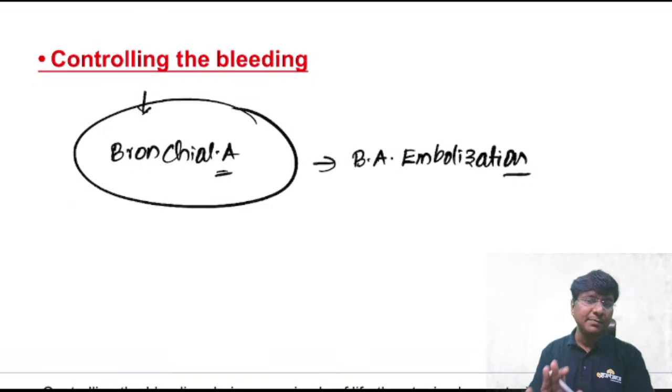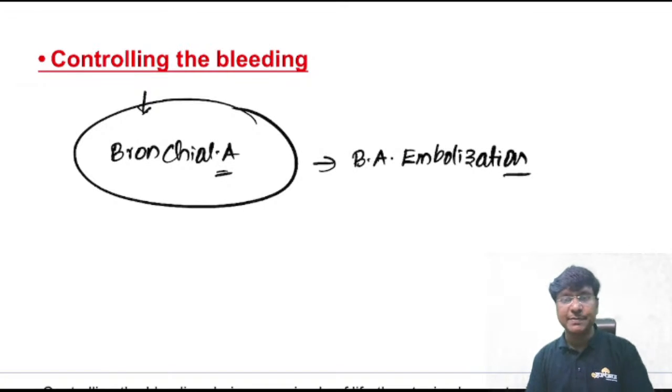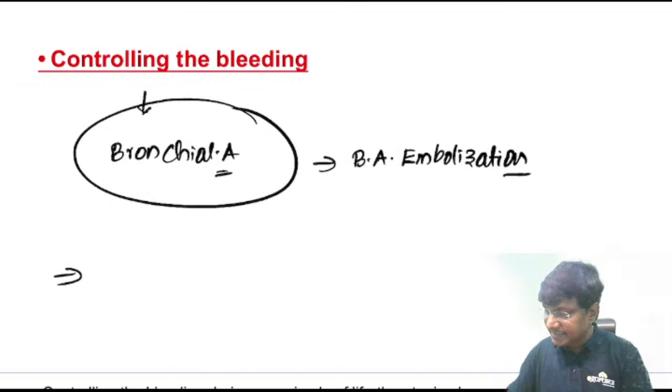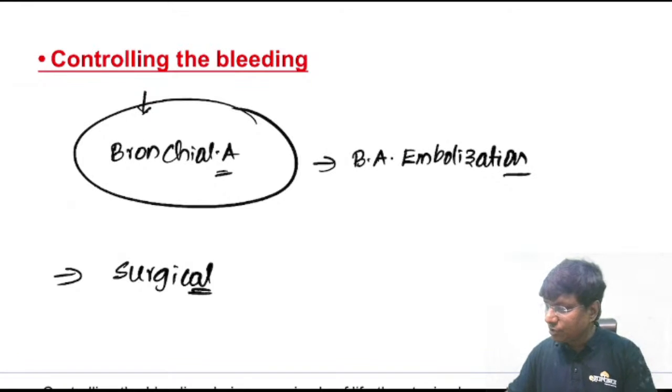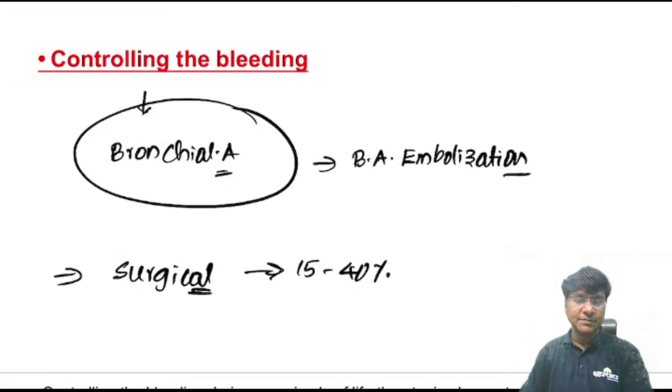But one important point is that bronchial artery embolization can have significant complications, such as embolization of the anterior spinal artery. So you need to be very careful regarding the embolization of the anterior spinal artery. The other important methodology of controlling the bleeding is surgical resection. Surgical resection has a high mortality rate, up to 15 to 40%. So unless required, surgical resection should not be done.